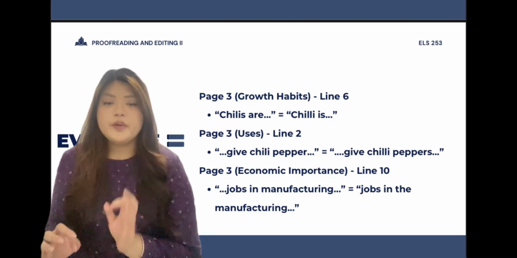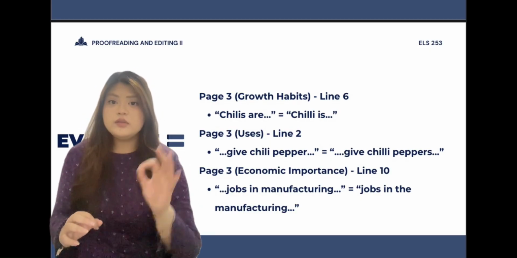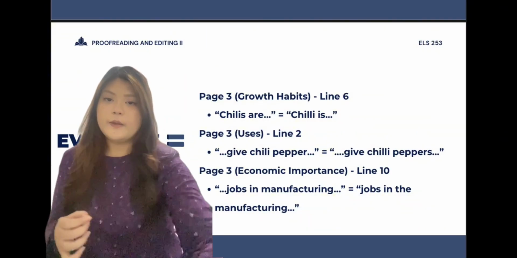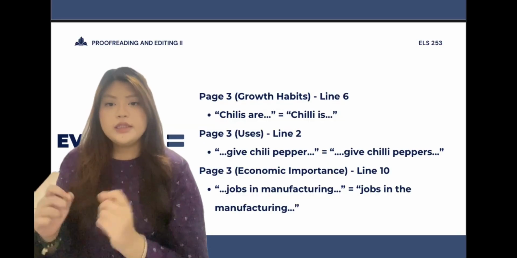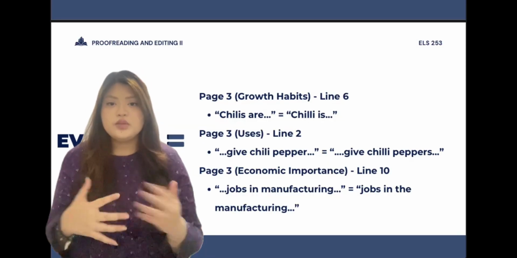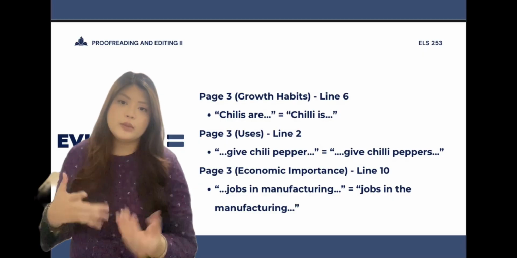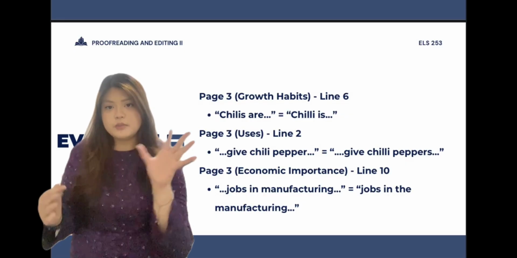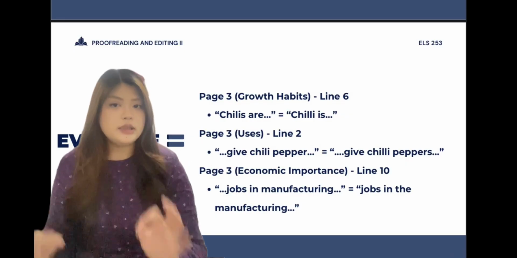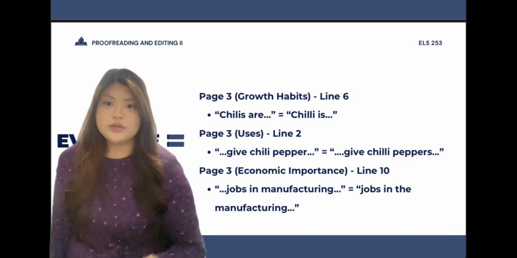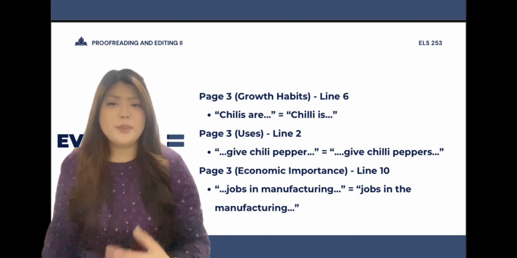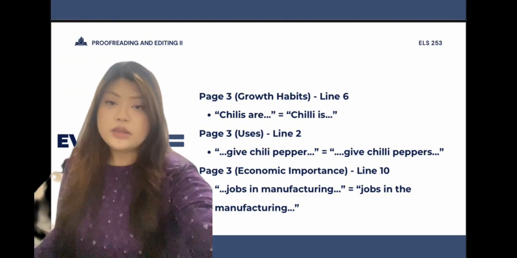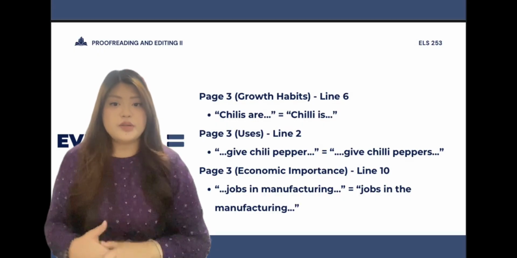On page 3 under growth habits section on line 5, "chilies are", which I corrected into "chili is". Another example is from page 3 under uses section on line 2, "give chili pepper", which I've corrected into "give chili peppers". The last example that I'm going to give you is on page 3 under economic importance section on line 10, "crops in manufacturing", which I've corrected into "crops in the manufacturing". These errors are common among students who are not trained in language or grammar because their main goal is to express their information and their description about the content, not to ensure the grammatical accuracy of the document.